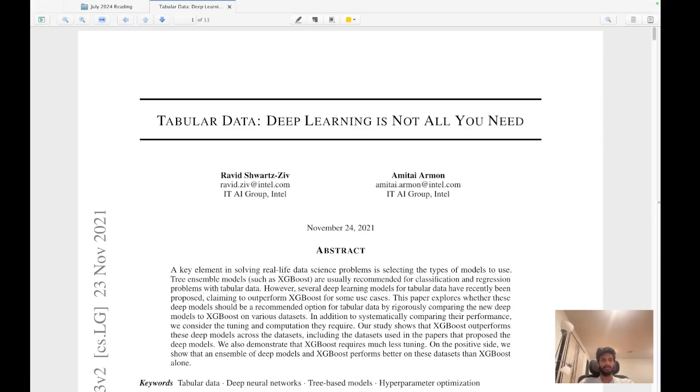Today I'm going to read this paper, Tabular Data Deep Learning is Not All You Need. So this is basically something I'm doing for myself.